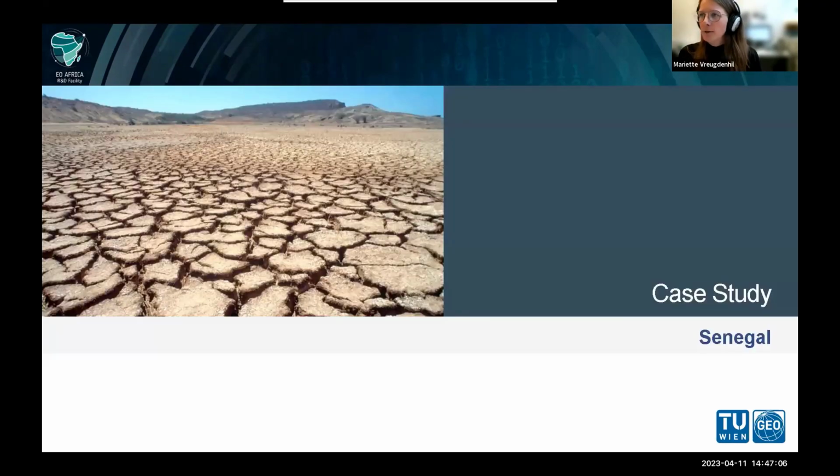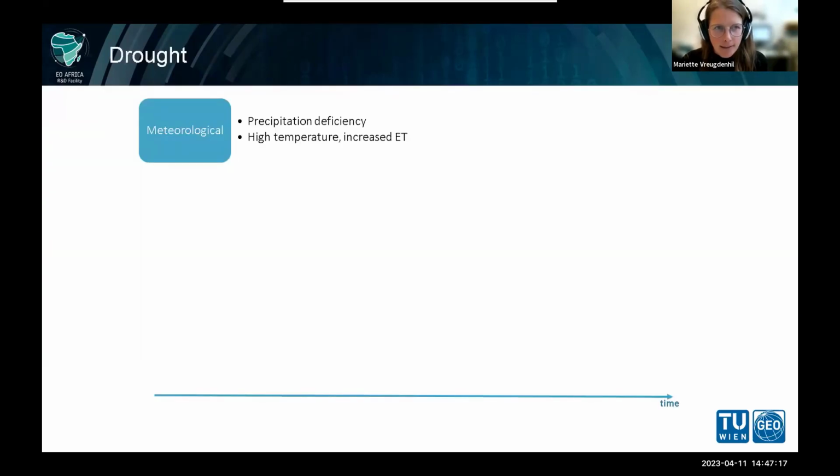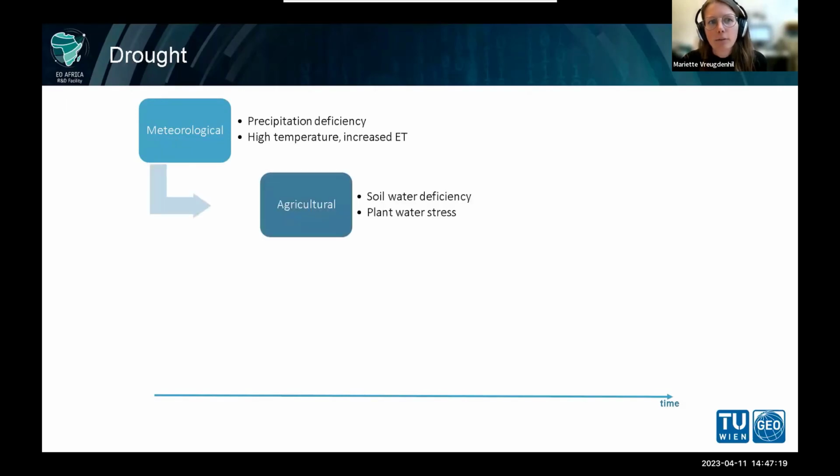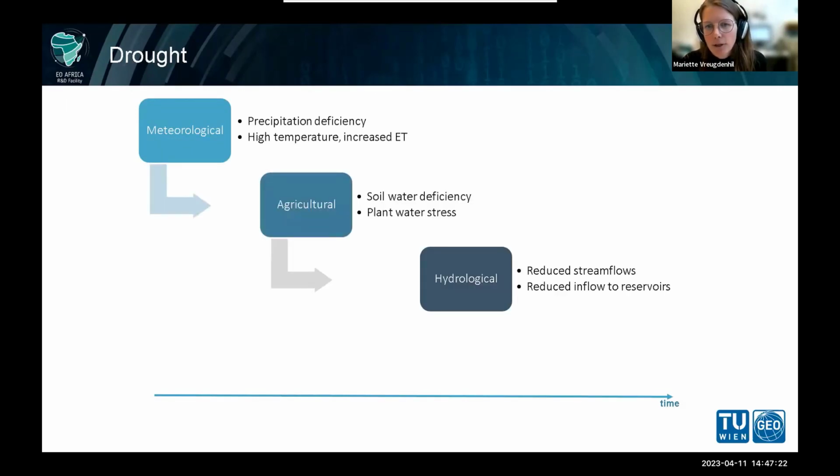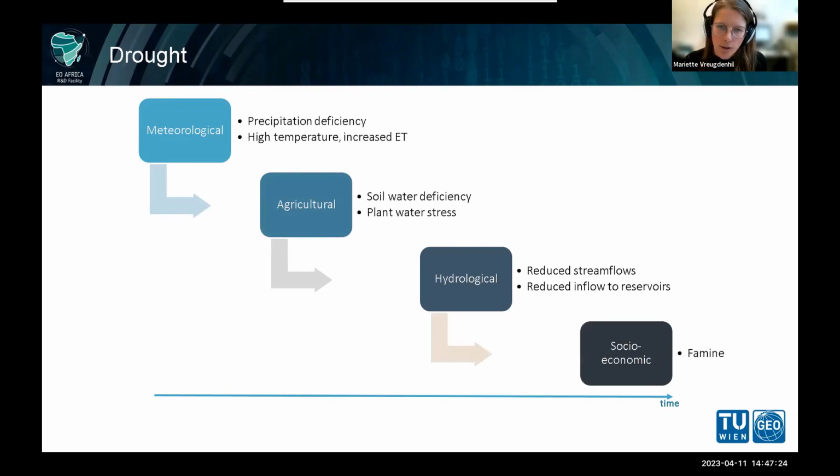Okay, and now we go to the case study. This case study is over Senegal, and here I will show you what can be done with the drought indicators. Again, we have our drought that goes from a meteorological drought to an agricultural drought to a hydrological drought to a socioeconomic drought.